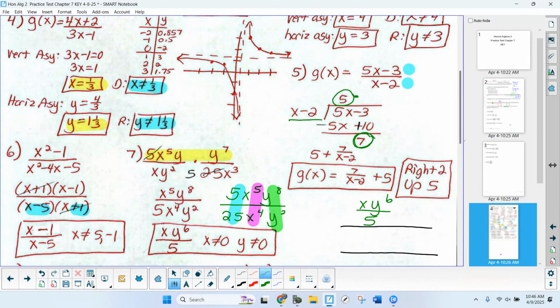What do I want down here? What's that reminding you? You have to tell me what can't be 0. And I don't put x can't be because there's 2 things. Both what? X and y can't be 0. So x can't be 0 and y can't be 0. So that's why there's 2 lines on that answer blank.